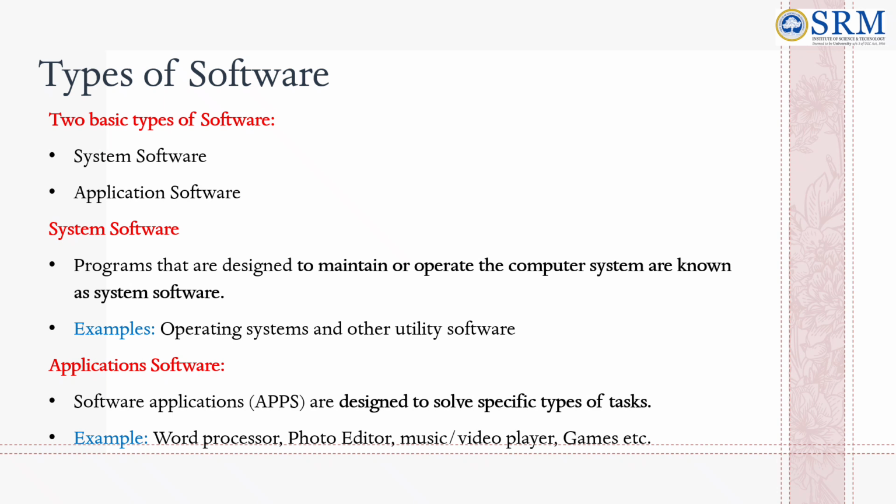The other one is called application software. Application software is designed to solve a specific type of problem. A good example is the word processor, which helps us to create a document. The word processor is only used for creating a document. And when we have to give a presentation, we go for another application called PowerPoint, which is used only for giving presentations to the user.